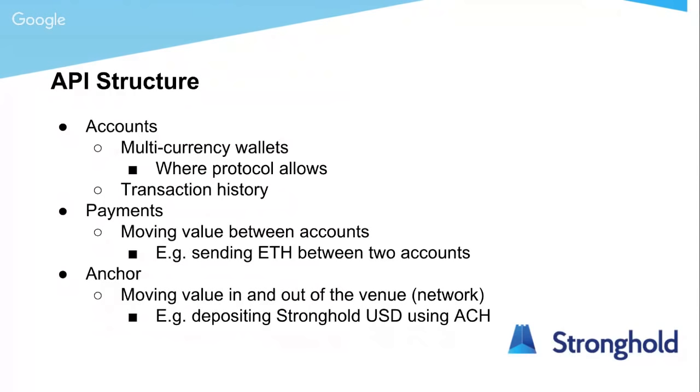One of the important and more unique parts of the Stronghold API is the anchoring interface. Essentially this allows you to move value in and out of the venue. A good example of this is, say you have US dollars in a bank account and you're trying to move that into the Stronghold USD token to perform various payments. Then you would use the anchor service to programmatically initiate an ACH pull. So that's a direct debit. You could call this and have $100 debited from your account, which will be available inside one of the API accounts in a few days.